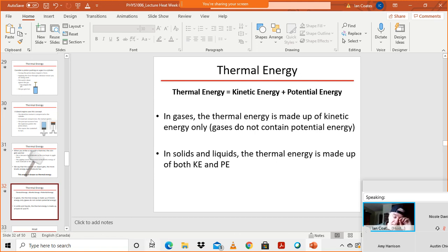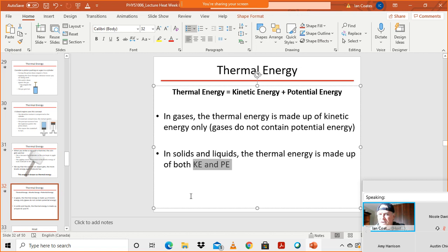Thermal energy is equal to the kinetic energy and the potential energy. In gases, the thermal energy is made up of kinetic energy only. Gases do not contain potential energy. Right? Potential energy is stored energy. This pen, I've lifted it up, it now has potential energy, which can be changed to kinetic energy. Okay? In solids and liquids, though, the thermal energy is made up of both kinetic and potential energy.